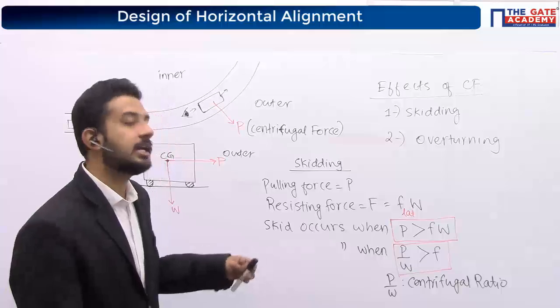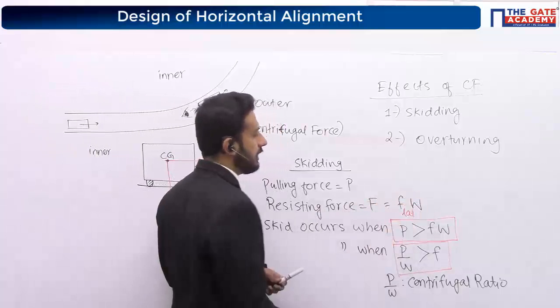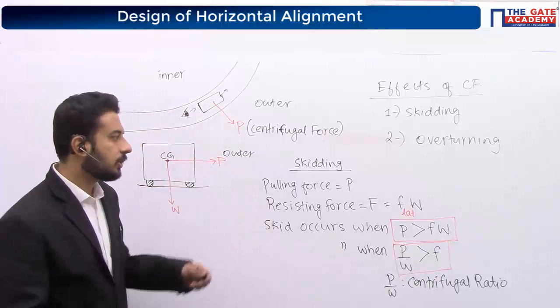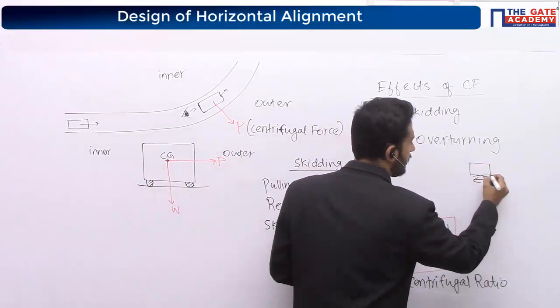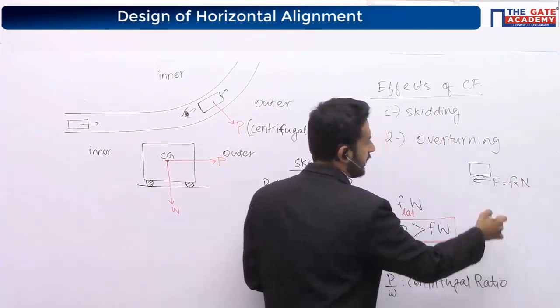W is the weight of the vehicle. Now we have seen in the previous class f into W. W is the weight. How did you get f into W? Whenever a frictional force is developed, frictional force is equal to the coefficient of friction into the normal reaction.